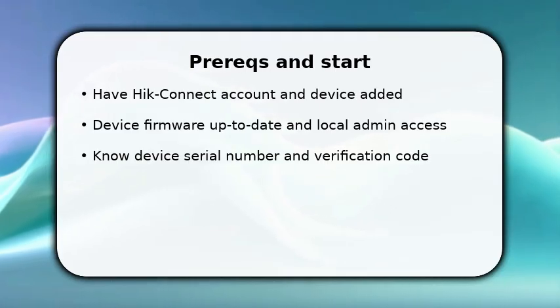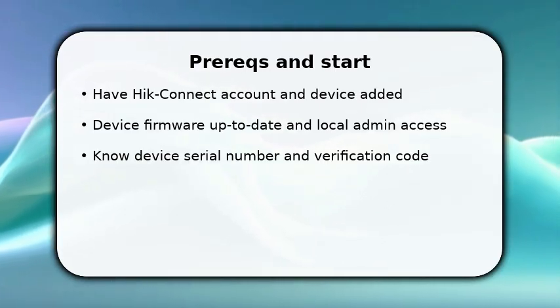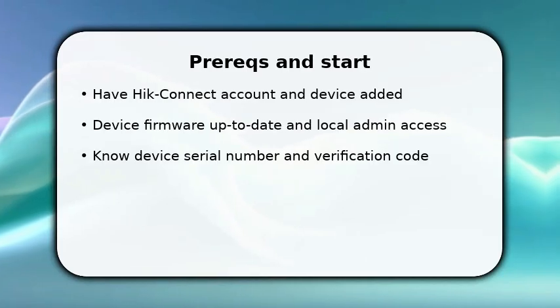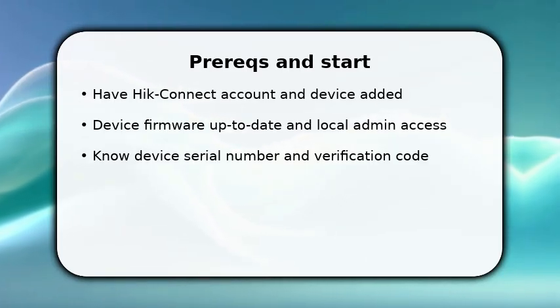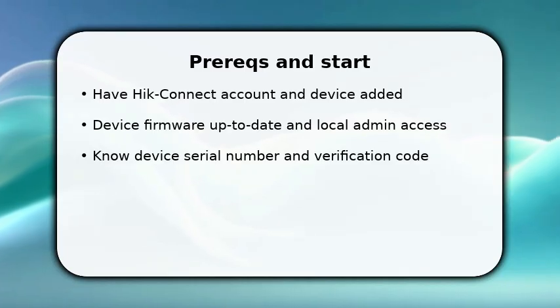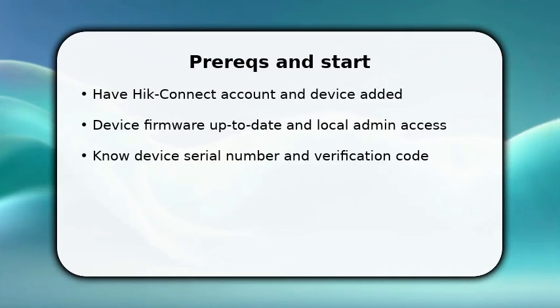You begin by confirming prerequisites. Your Hik Connect account is active and the target device is added. Next, you sign in and open the device details. This reveals the serial number and status. Once done, make sure firmware is current and you have local admin privileges on the recorder or camera.